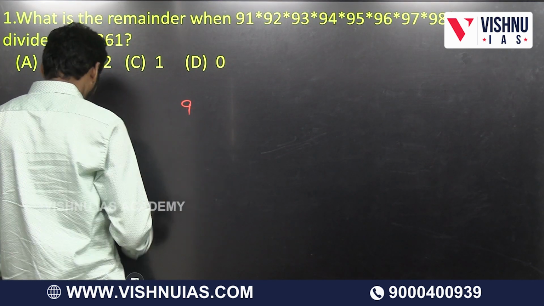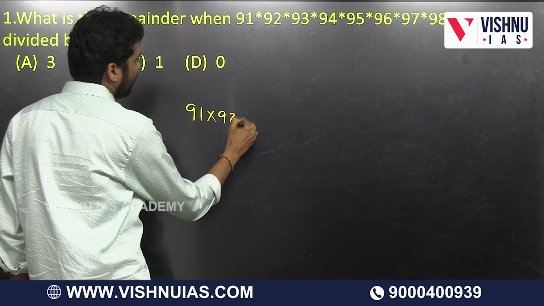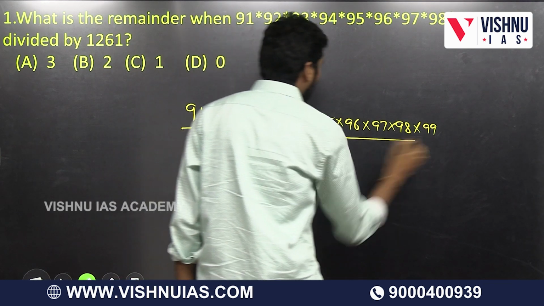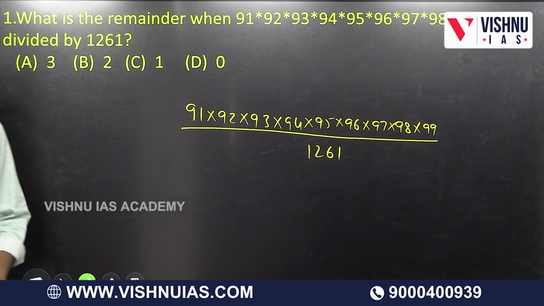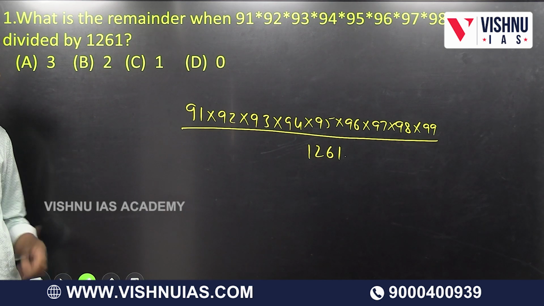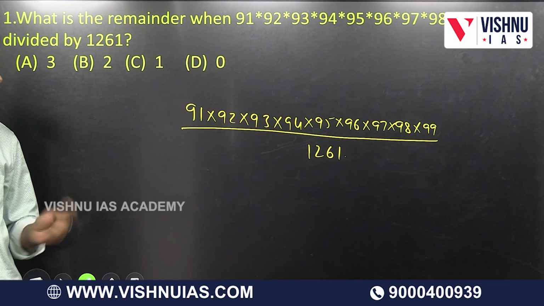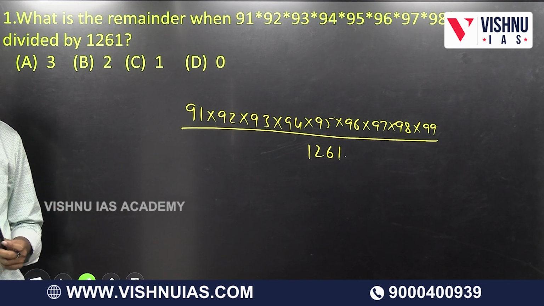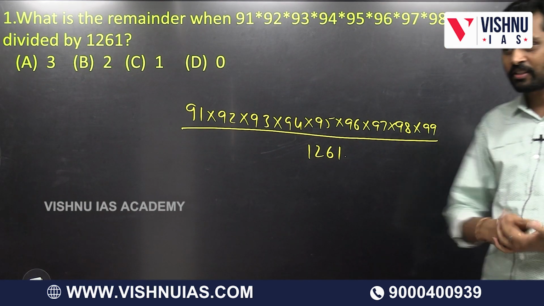Here the number is 91 into 92 into 93 divided by 1261. Okay, you tell me the first idea. What we need to do first? We need to find out the remainder. What is the idea that comes to your mind when you see this number? Plus common. Which number is common? 90. You take that 90 plus 1, 90 plus 2, 90 plus 3. By which number you are dividing, that 1261, right?